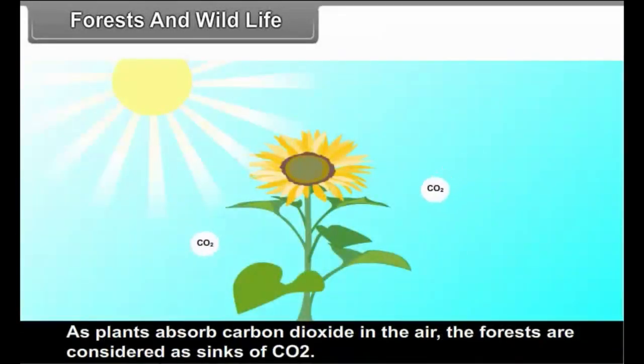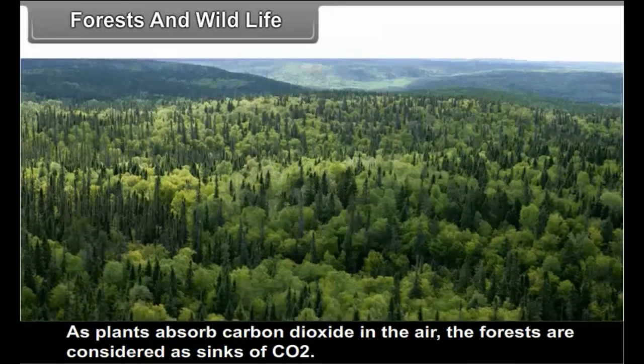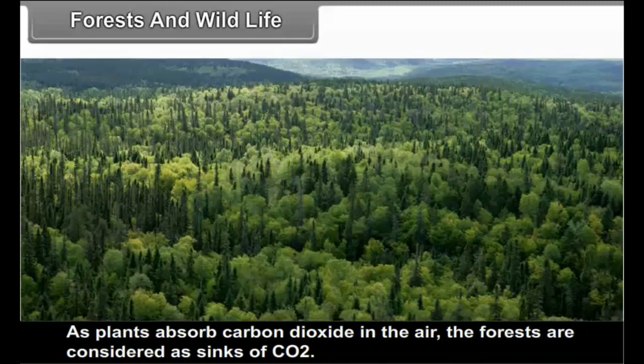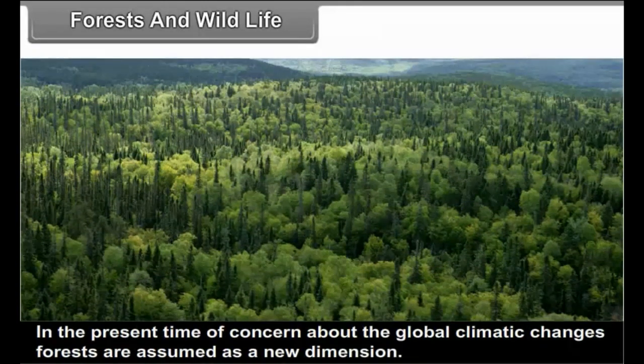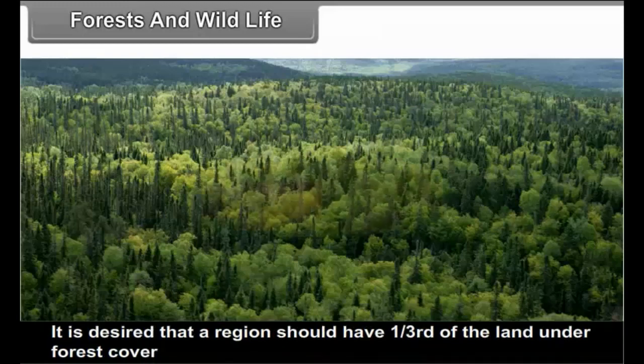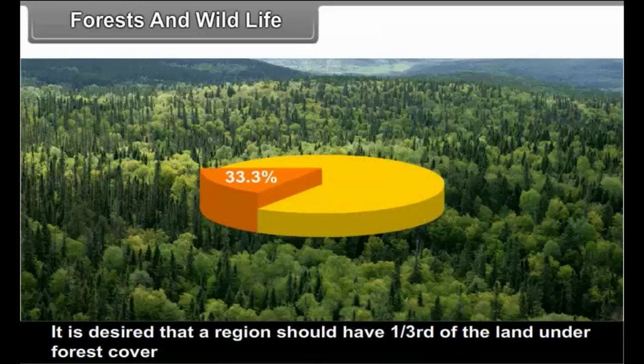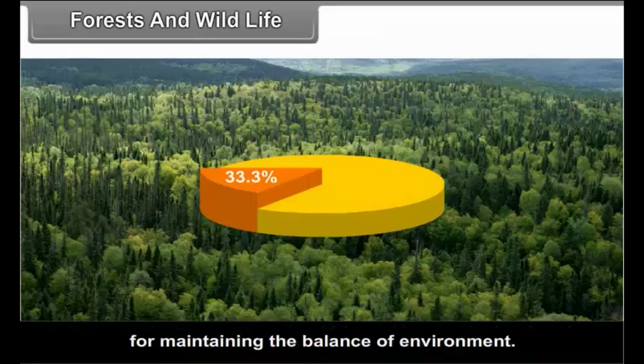As plants absorb carbon dioxide in the air, the forests are considered as sinks of CO2. In the present time of concern about the global climatic changes, forests are assumed as a new dimension. It is desired that a region should have 1/3 of the land under forest cover for maintaining the balance of environment.